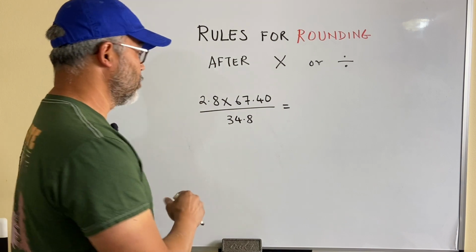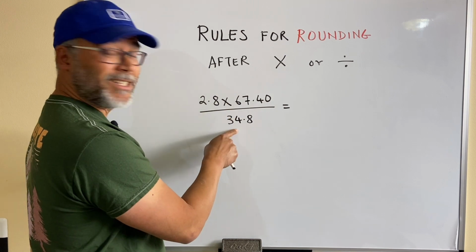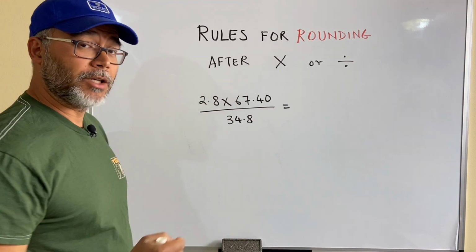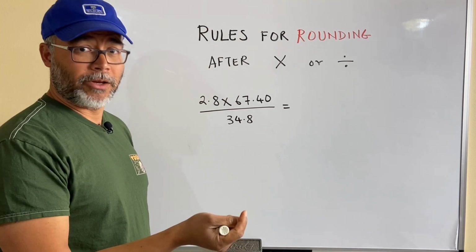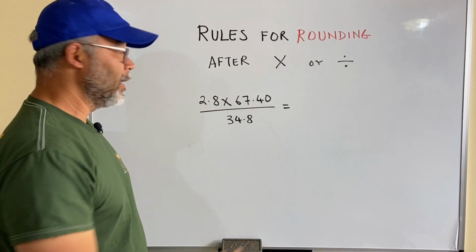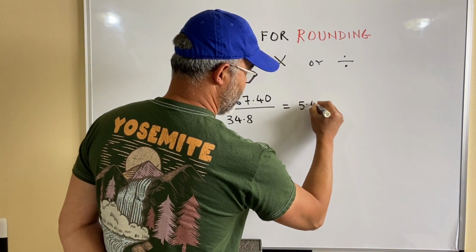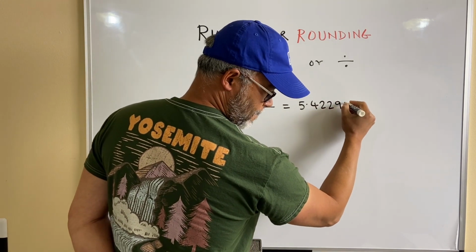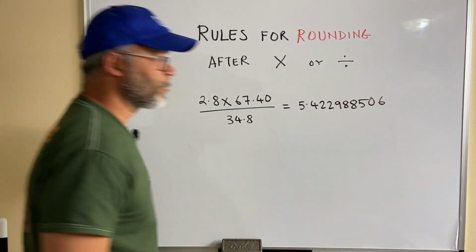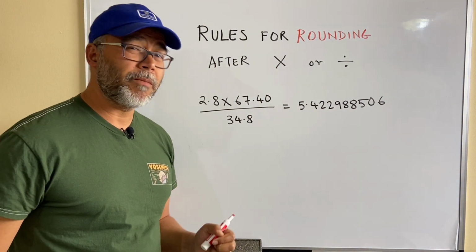Let's take a look at another problem. You have 2.8 times 67.40, and that whole thing is divided by 34.8, which means you have a multiplication and a division in this problem. The key to remember is that we do not round until the very end of a calculation. So plug this entire thing into your calculator and see what it gives you. In my particular case, this is what it gives me. That is what my calculator gave me, and as you can see, that is a pretty big number.